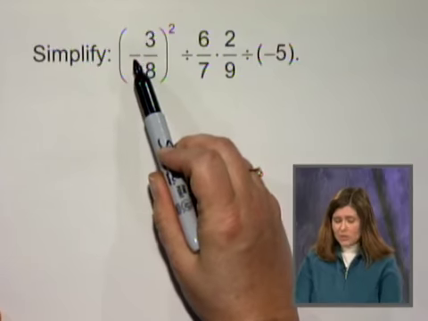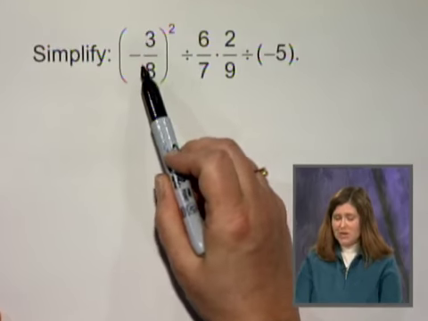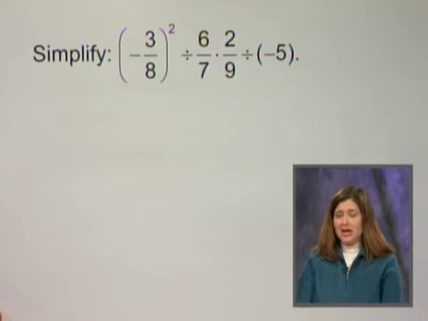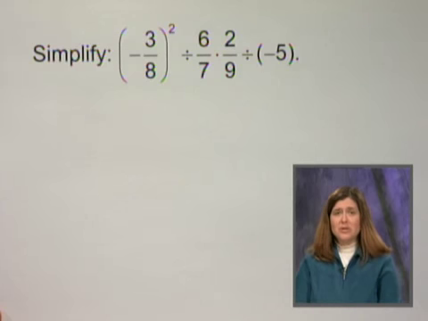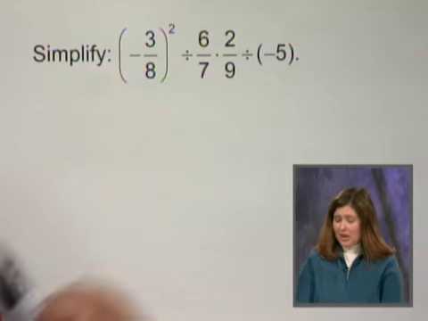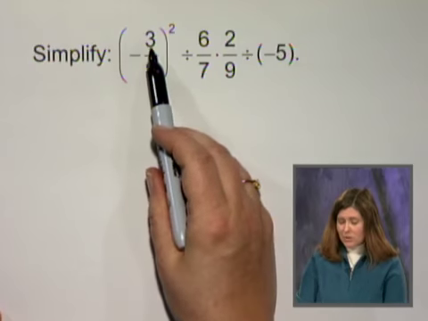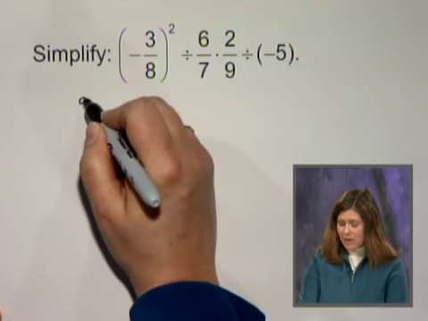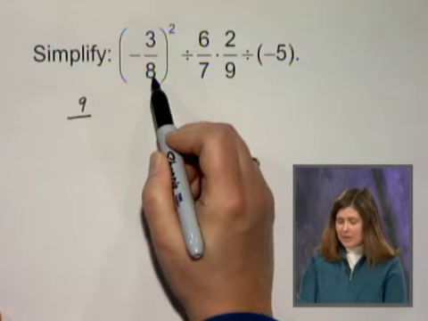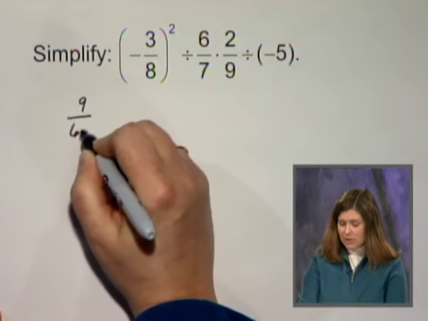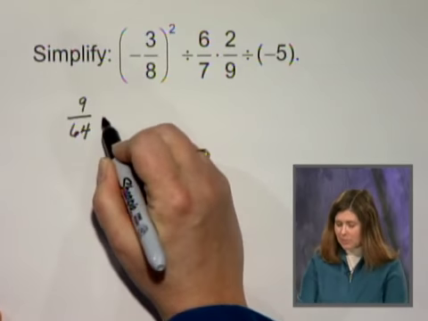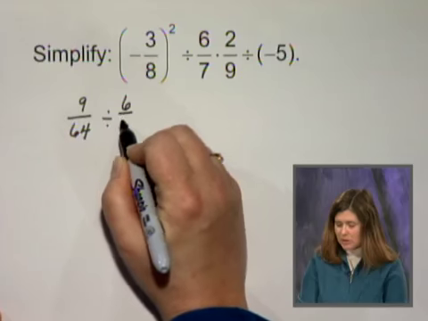We will square -3/8. That means multiplying -3/8 times -3/8. We have a negative number times a negative number, so the answer will be positive. And we would have 3 times 3, which is 9 in the numerator, 8 times 8, which is 64 in the denominator. And then I'm going to copy the rest of the expression.